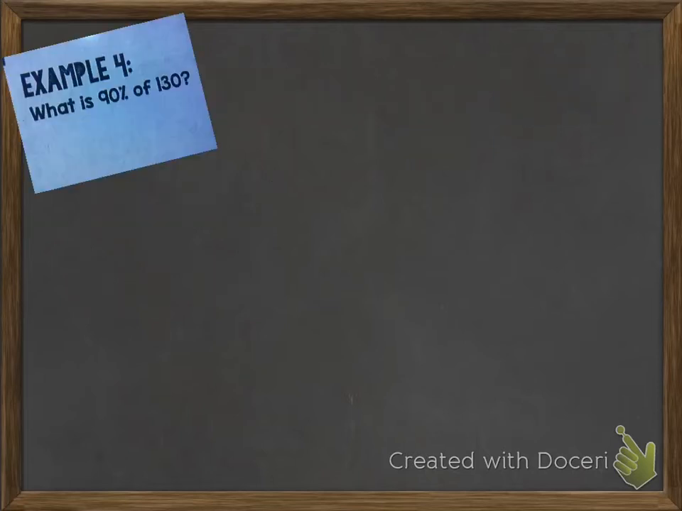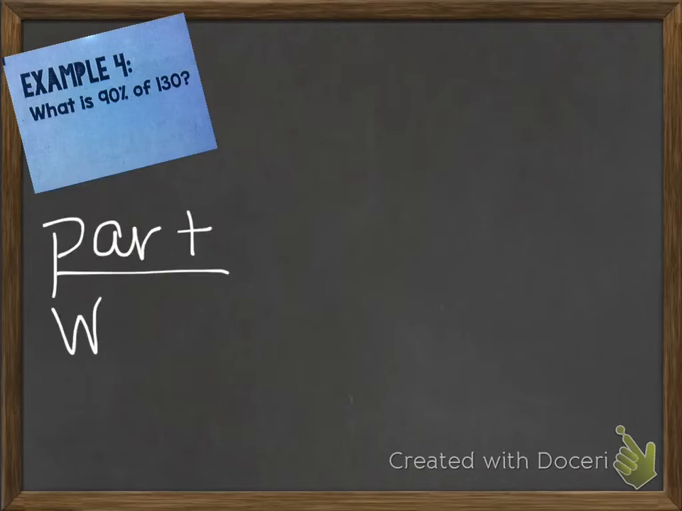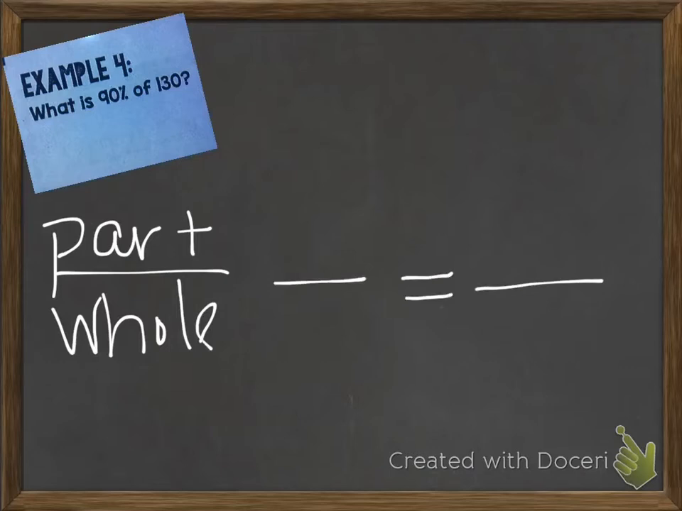Now, here we have an example. I'm going to go ahead and mark it part over whole, and then I'm going to go ahead and make my two lines. The reason I'm making them equal to each other is because that's exactly what they are. They are equal to each other. So, let's look at the question. It says, what is 90% of 130?